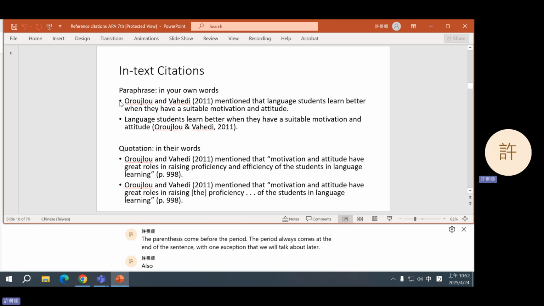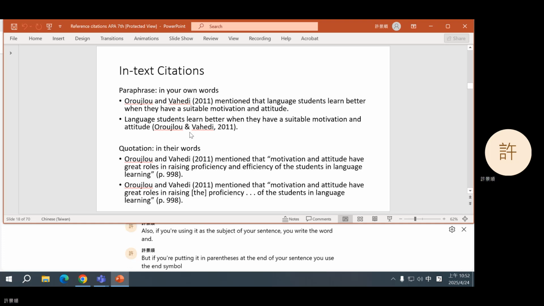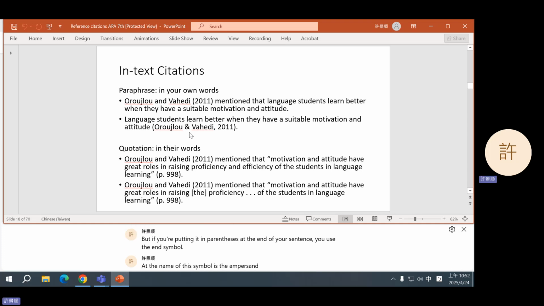Also, if you're using it as the subject of your sentence, you write the word "and". But if you're putting it in parentheses at the end of your sentence, you use the "and" symbol. The name of this symbol is the ampersand. But it doesn't mean "and".